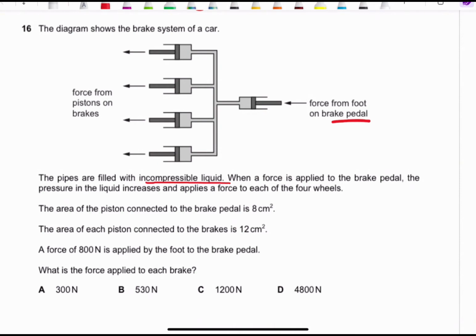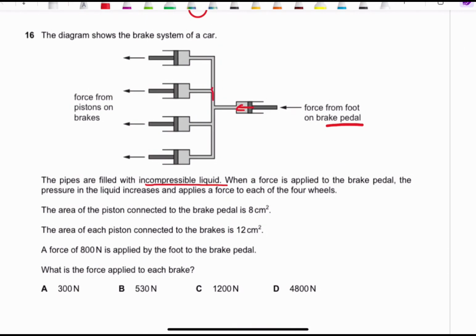So basically, if you apply pressure here, it's going to be the same pressure that will move and that will be here. So the pressure, whenever you have incompressible liquid, the pressure is conserved. It's always going to be constant throughout that whole system. Very important to keep that in mind.